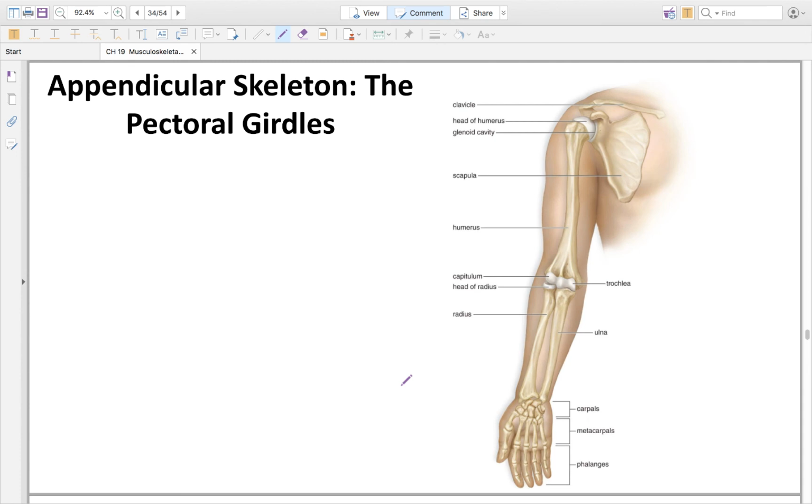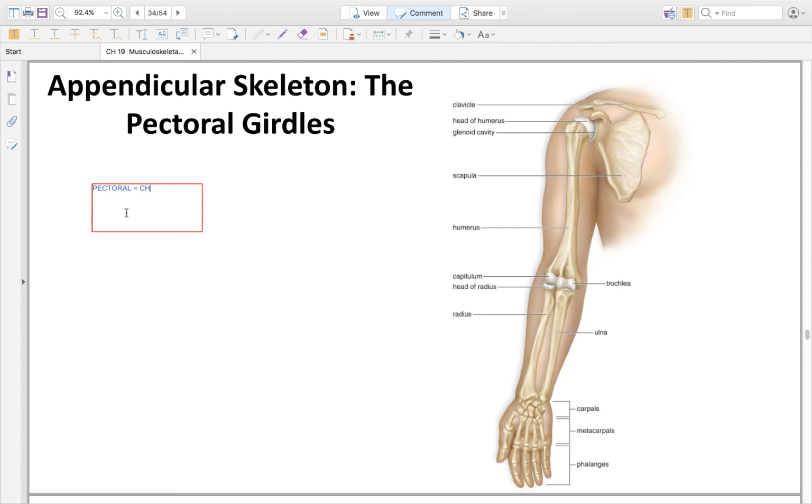Let's go ahead and start with the pectoral girdle. So I want you to note this. You may or may not already know, but what does pectoral mean? Okay, that's your chest. That's your pec muscles.